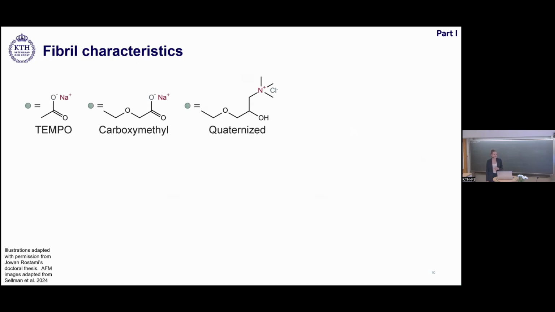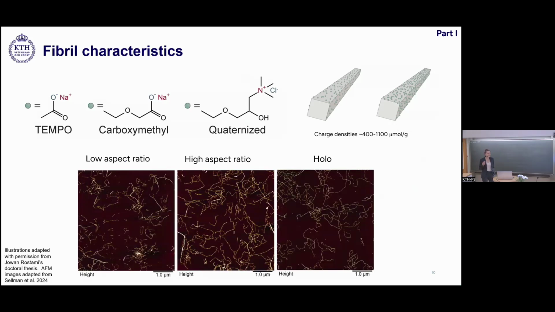And in this work, we have prepared TEMPO-oxidized fibrils, carboxymethylated fibrils, and quaternized fibrils. And in TEMPO-oxidation and carboxymethylation, you obtain fibrils with a negative surface charge. And using the quaternization reaction, we instead get positively charged fibrils. And by changing the chemical reactions, we can also prepare fibrils with different charge densities. And in this work, we have charge densities ranging from 400 to 1100 micromoles per gram. And we have also prepared fibrils with different aspect ratio by varying the raw material and the processing conditions.